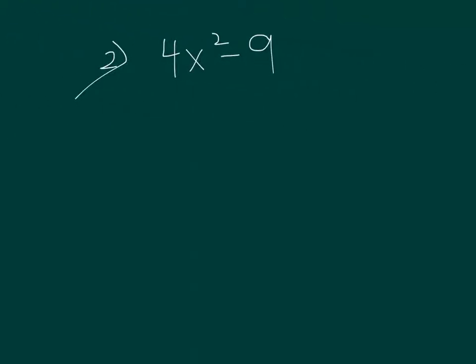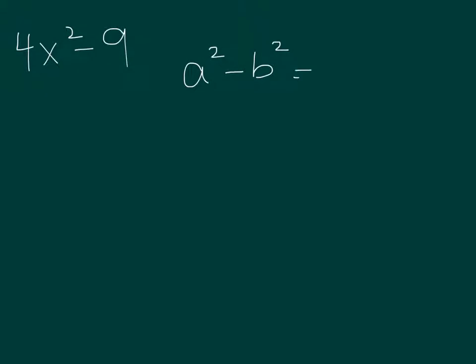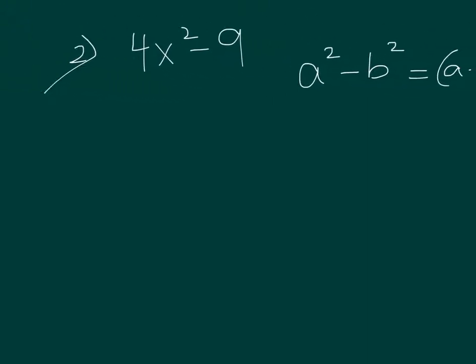Now, in order to apply difference of two squares, you have to remember the rule: when you have a minus between two squares, the rule will give you two factors, where one of them is a minus b and the other is a plus b. So keep that in mind, and let's try to apply it over here.